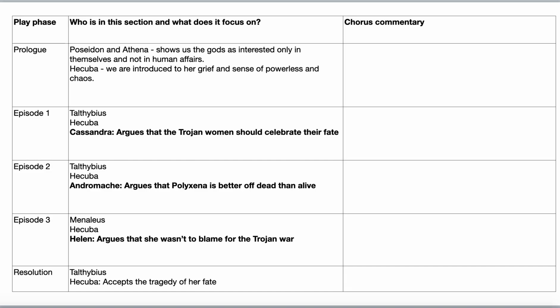When you write about this play, you can write about the prologue, and you would call it a prologue, and you can refer to episode 1 where Hecuba discusses, converses, enters into a dialogue with Cassandra. And you can refer to episode 2 and episode 3, where Hecuba talks with Helen. So by labeling them as episode 1 or episode 2 or episode 3, that will allow you to locate the particular points in the play that you're referring to.